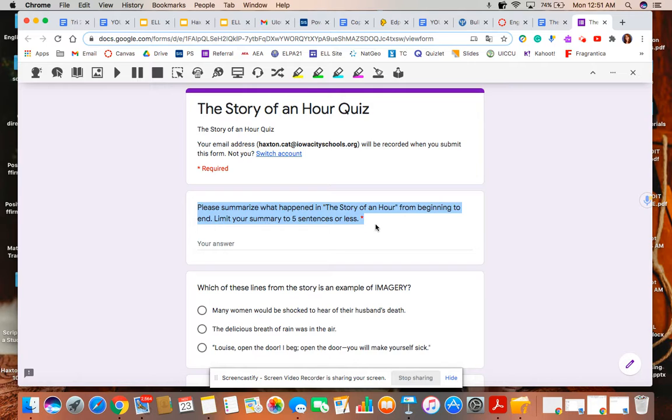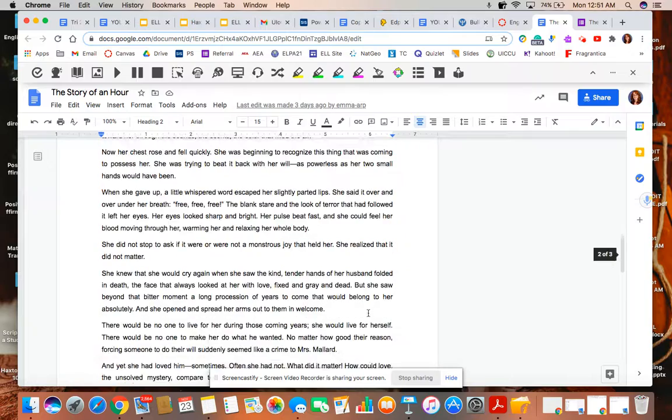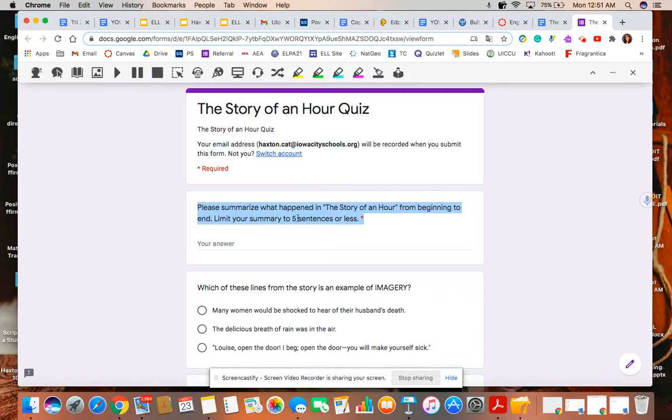The first question on the quiz says, please summarize what happened in the story of an hour from beginning to end. Limit your summary to 5 sentences or less. The most important thing for you to understand as you answer this question is that you may not copy sentences directly from the story. You need to retell this story in a short way in your own words, in just a few sentences. Okay? So you might start with something like, the story is about, and then continue on from there. Remember, 5 sentences or less, no more than 5. Retell what happened in the short story in just a few sentences.